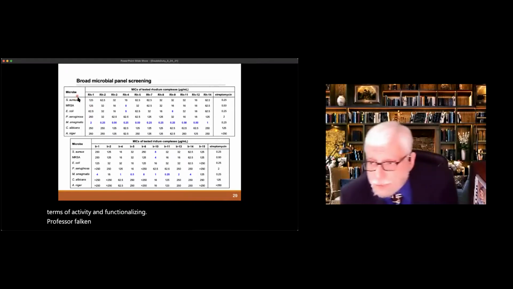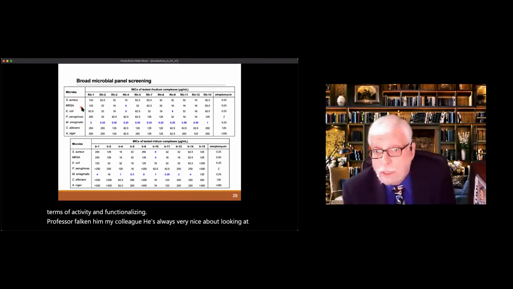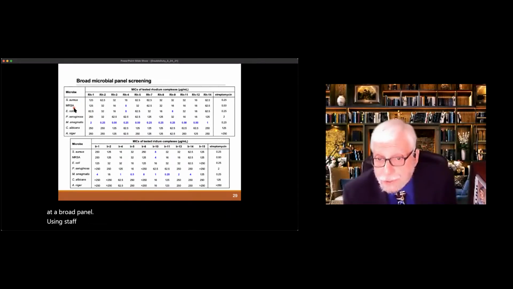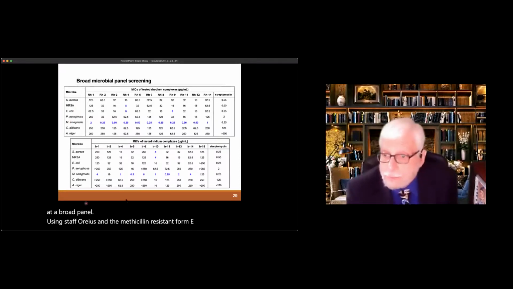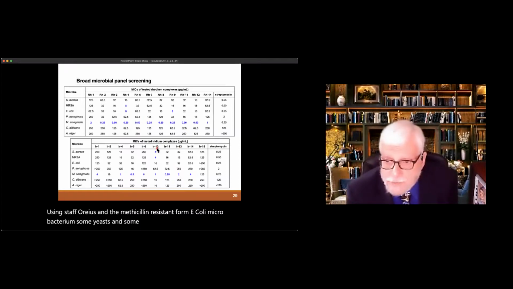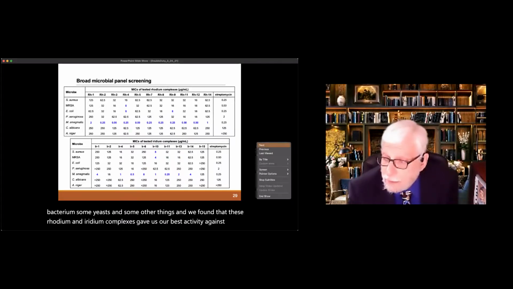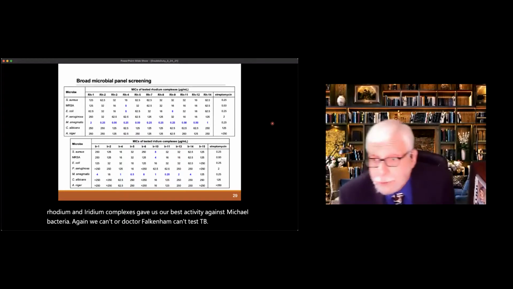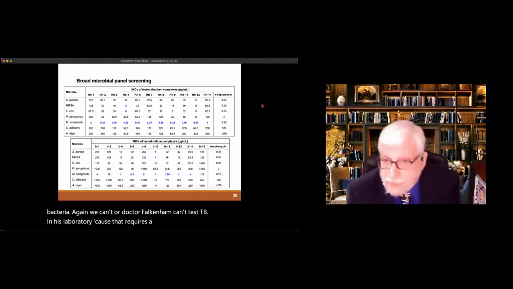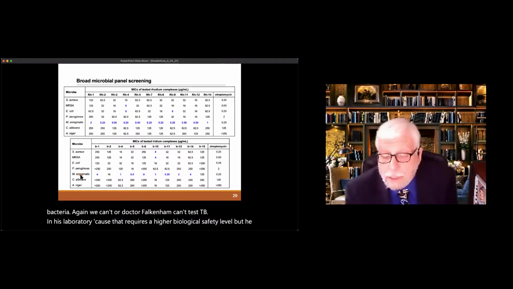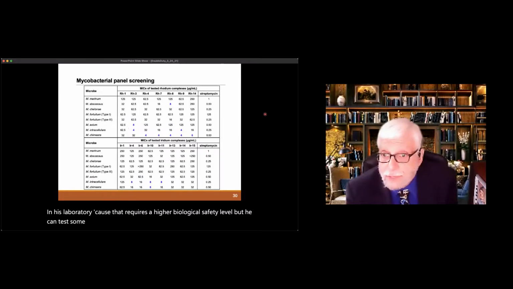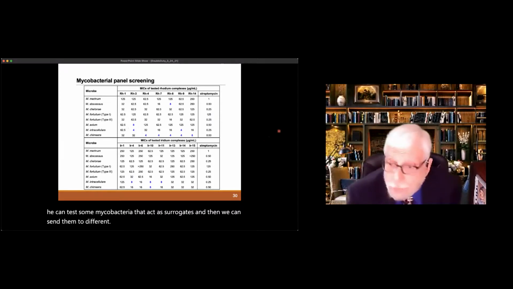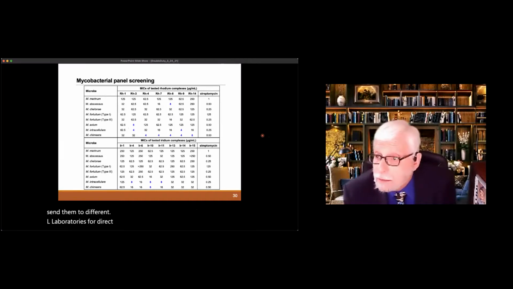Professor Falkenham, my colleague, is always very nice about looking at a broad panel using Staph aureus and the methicillin-resistant form, E. coli, a microbacterium, some yeasts, and some other things. We found that these rhodium and iridium complexes gave us our best activity against mycobacteria. Again, Dr. Falkenham can't test TB in his laboratory because that requires a higher biological safety level, but he can test some mycobacteria that act as surrogates, and then we can send them to different laboratories for direct testing against TB.